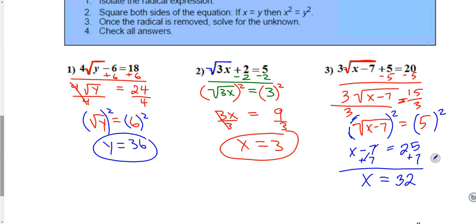So if we go back and plug it in, it's 32 take away 7, that's 25. The square root of 25 is 5. Times 3 is 15. Plus 5 is 20. So it works. So I think the big thing right here, make sure you check your answers. You should always check your answers because in these problems with radicals, it is going to be possible to get an extraneous solution.